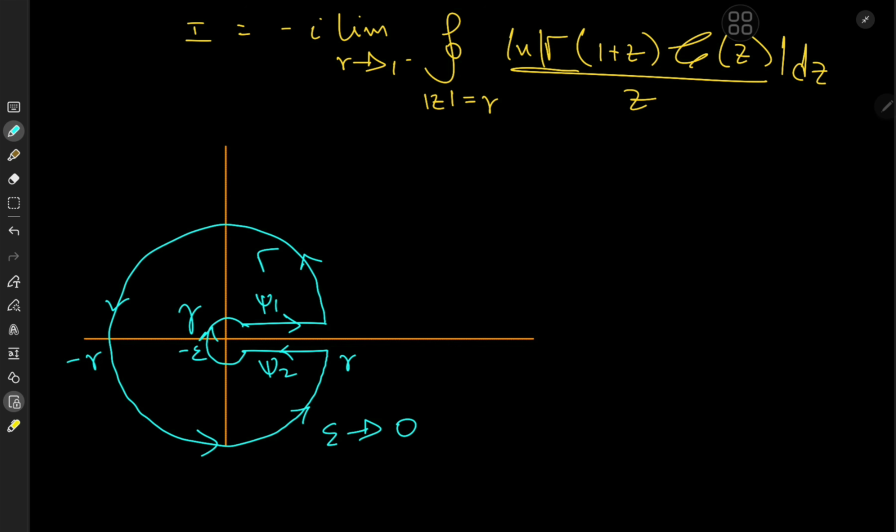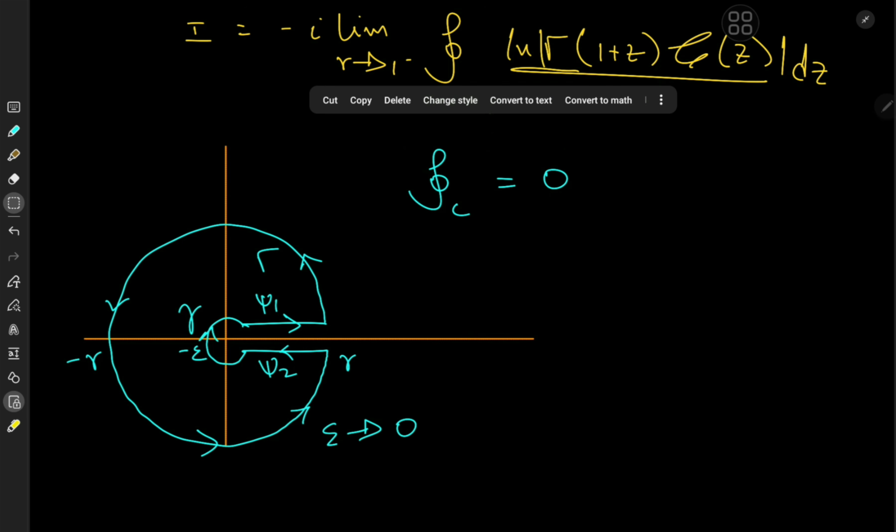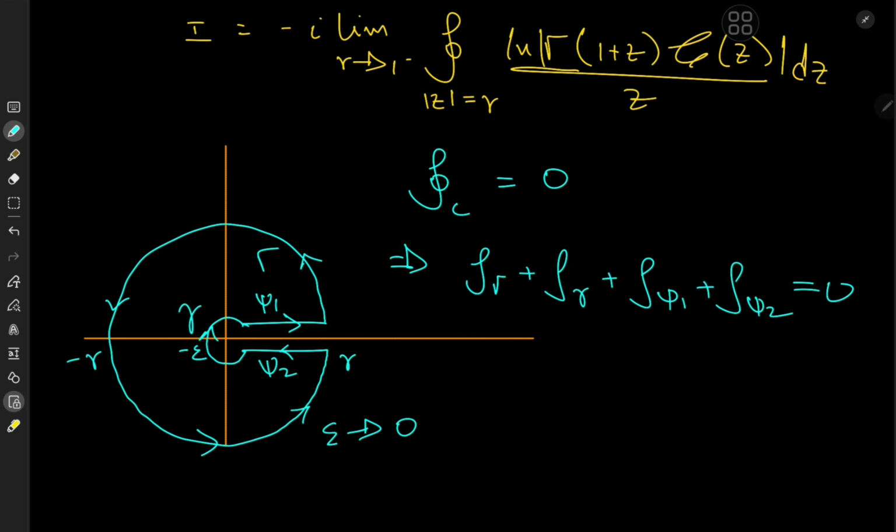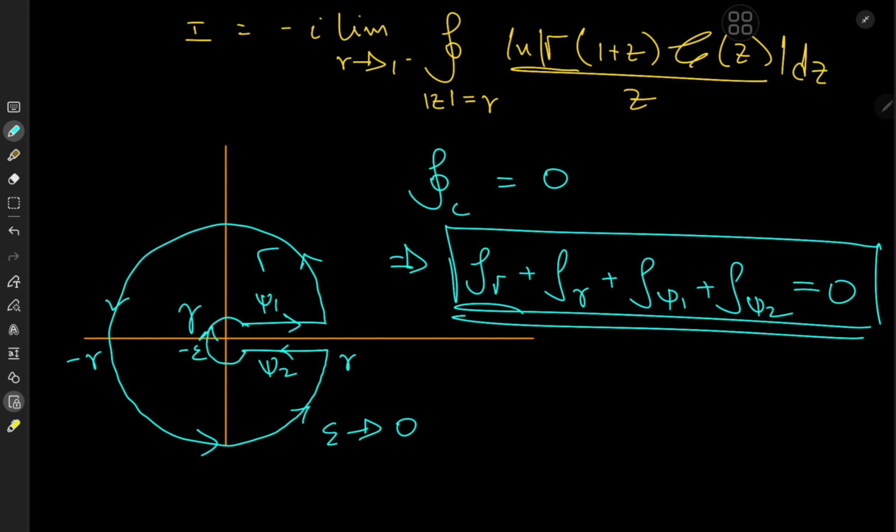Okay, cool. That is interesting. Now, because the function is nice and holomorphic within this domain, the integral over the contour C is equal to 0. But this integral can be broken down into several smaller integrals: the integral over gamma plus the integral over lowercase gamma plus the integral over psi sub 1 plus the integral over psi sub 2. So all of that does equal 0, but now we must evaluate all of these integrals one by one.